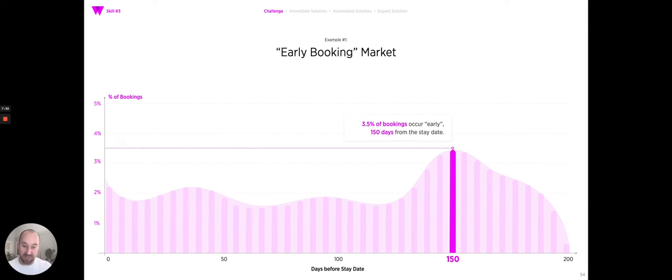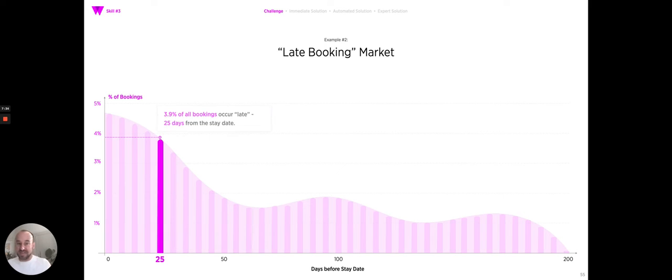Well, that can tell us a lot about your market. On the opposite end of this, a late booking market is a market where you see that curve kind of curve up at the end, right? So in this case, 3.9% of all bookings occur, quote unquote, late, 25 days before a stay date. Right? So there are different types of markets. We have early booking markets, we have late booking markets, and we have everything in between.